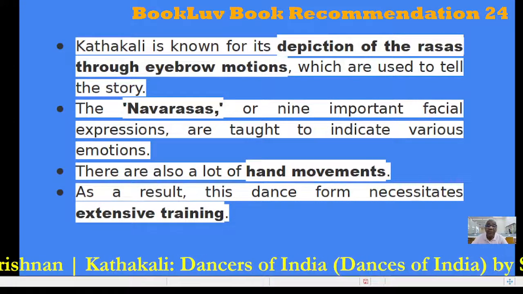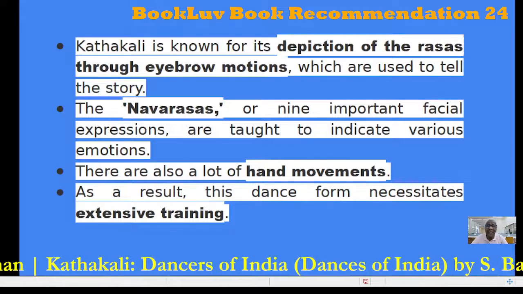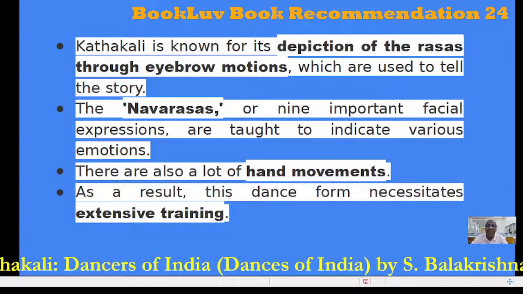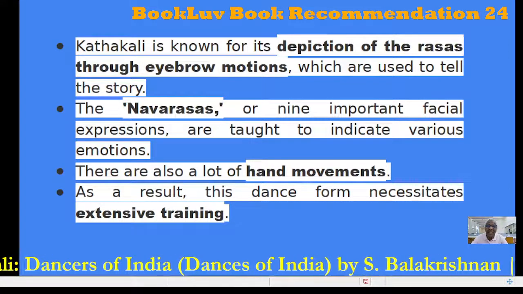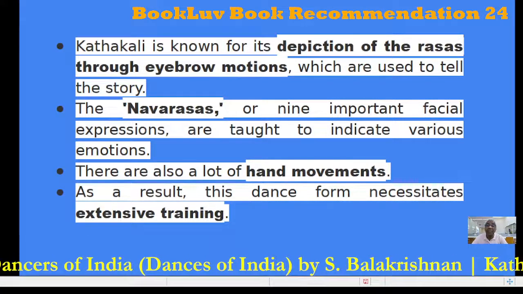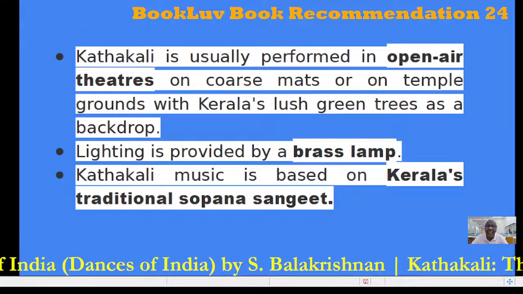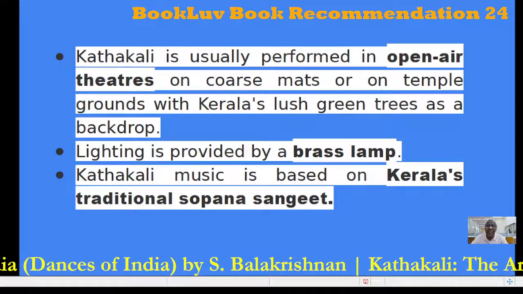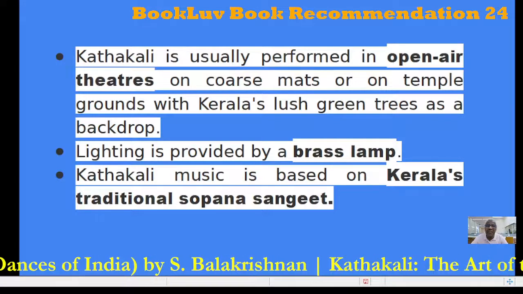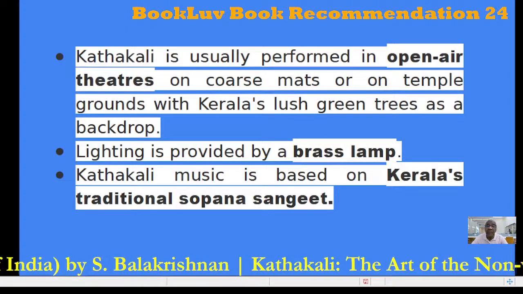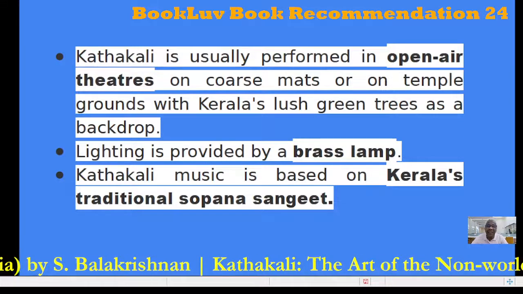The navarasas, or 9 important facial expressions, are taught to indicate various emotions. There are also a lot of hand movements. As a result, this dance form necessitates extensive training. Kathakali is usually performed in open-air theatres on coarse mats or on temple grounds with Kerala's lush green trees as a backdrop. Lighting is provided by a brass lamp.